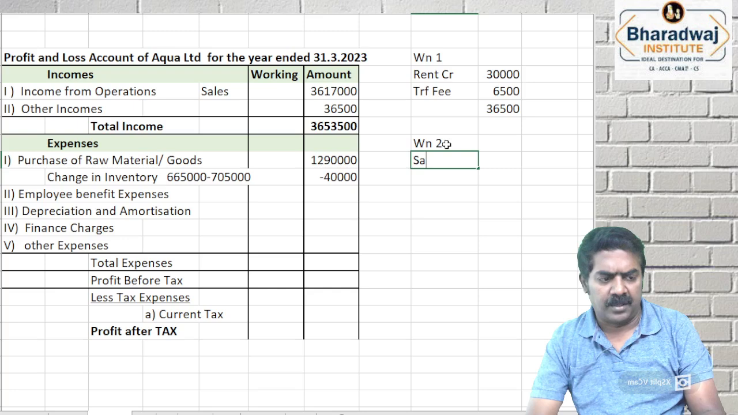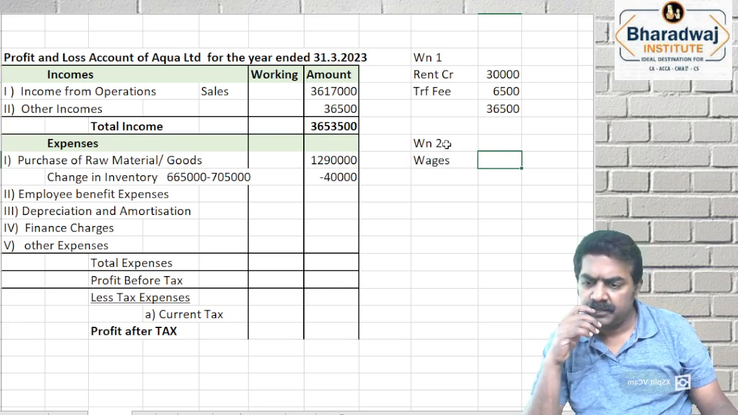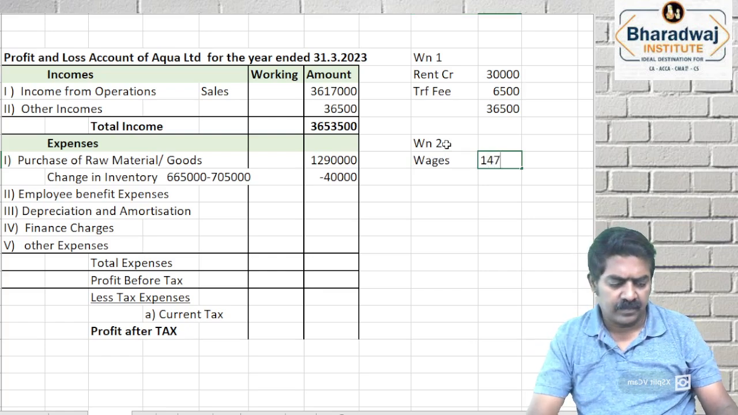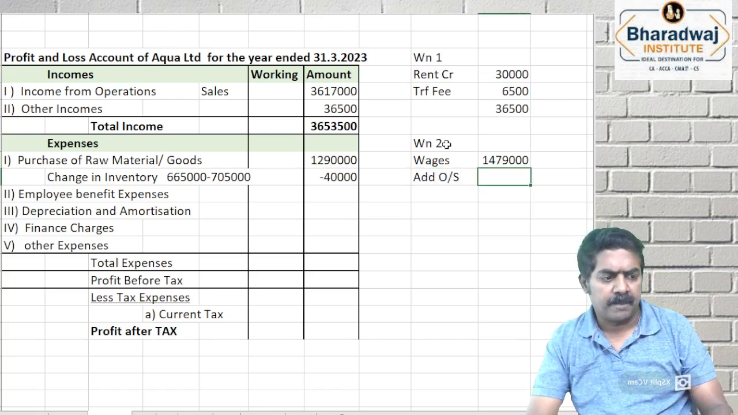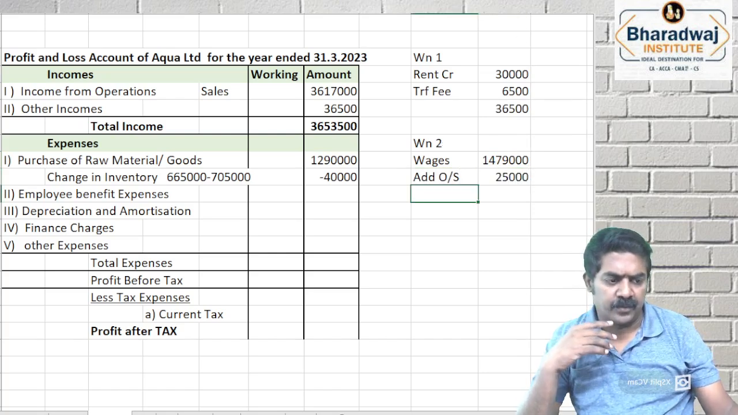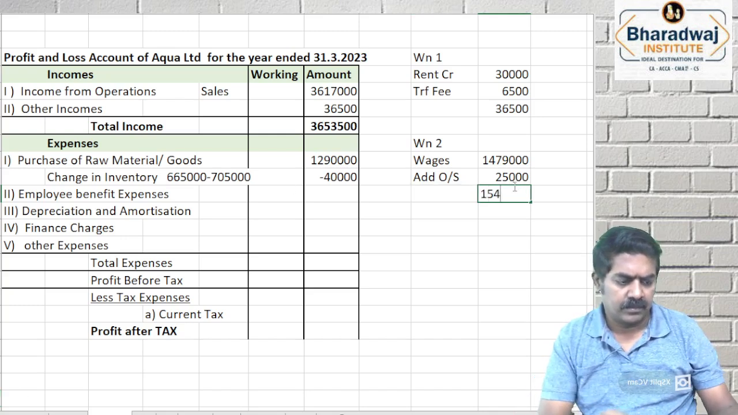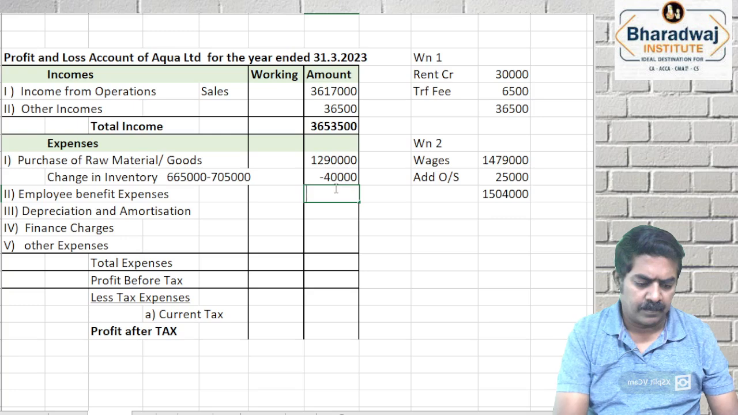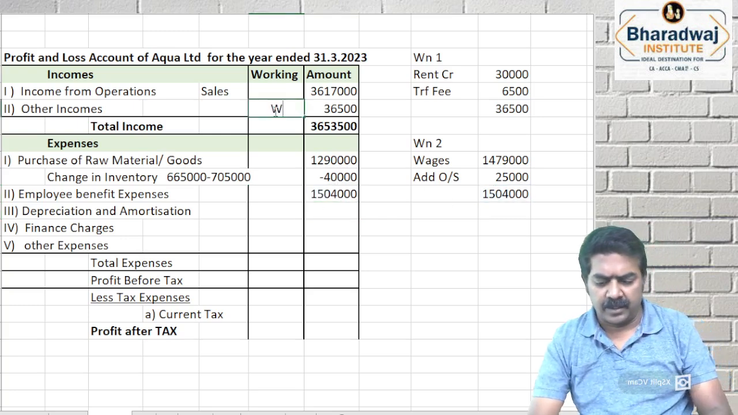What will come in employee benefit expenses? How much is wages? Wages 14,79,000. Then add outstanding wages 25,000. For classroom purpose it is not required, but from the examination point of view, ensure that you are doing the working note.